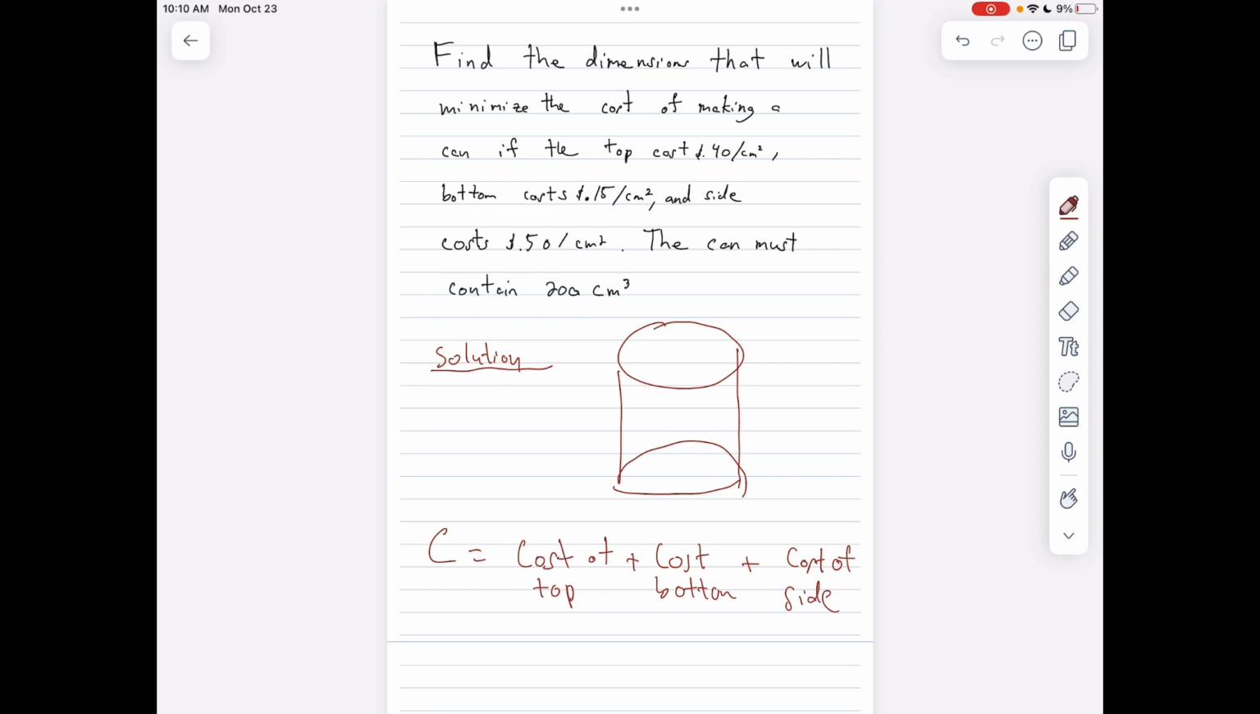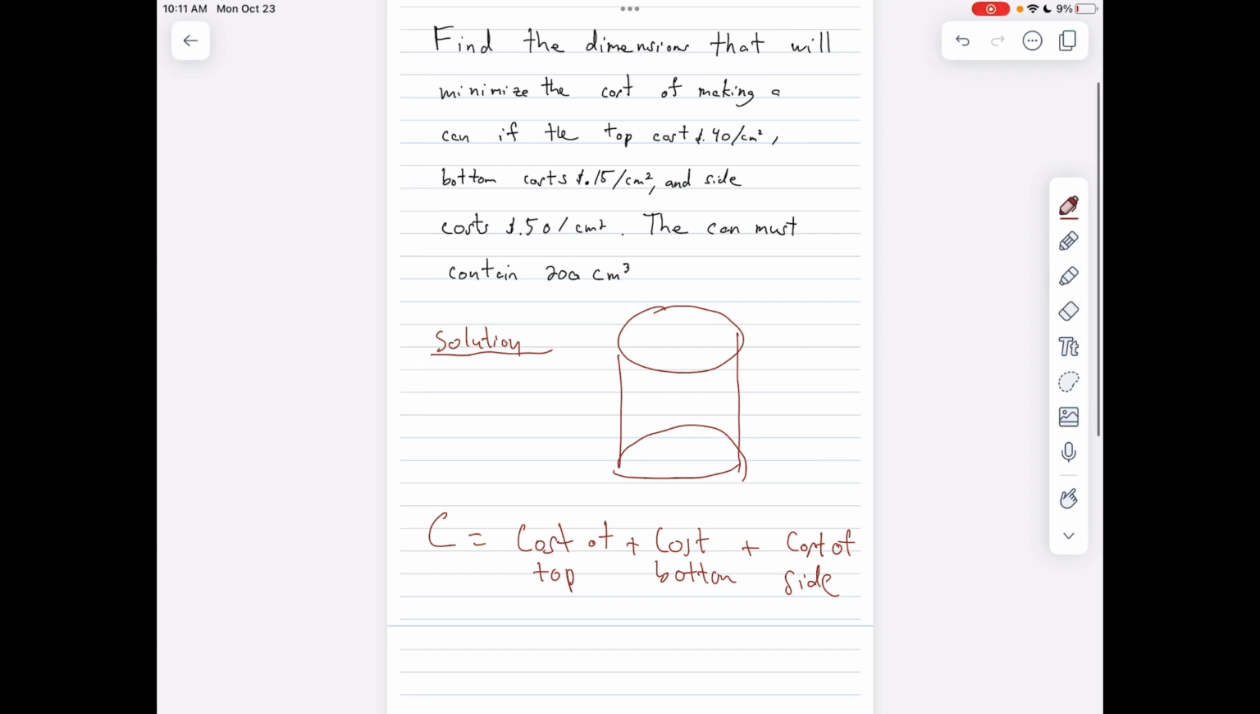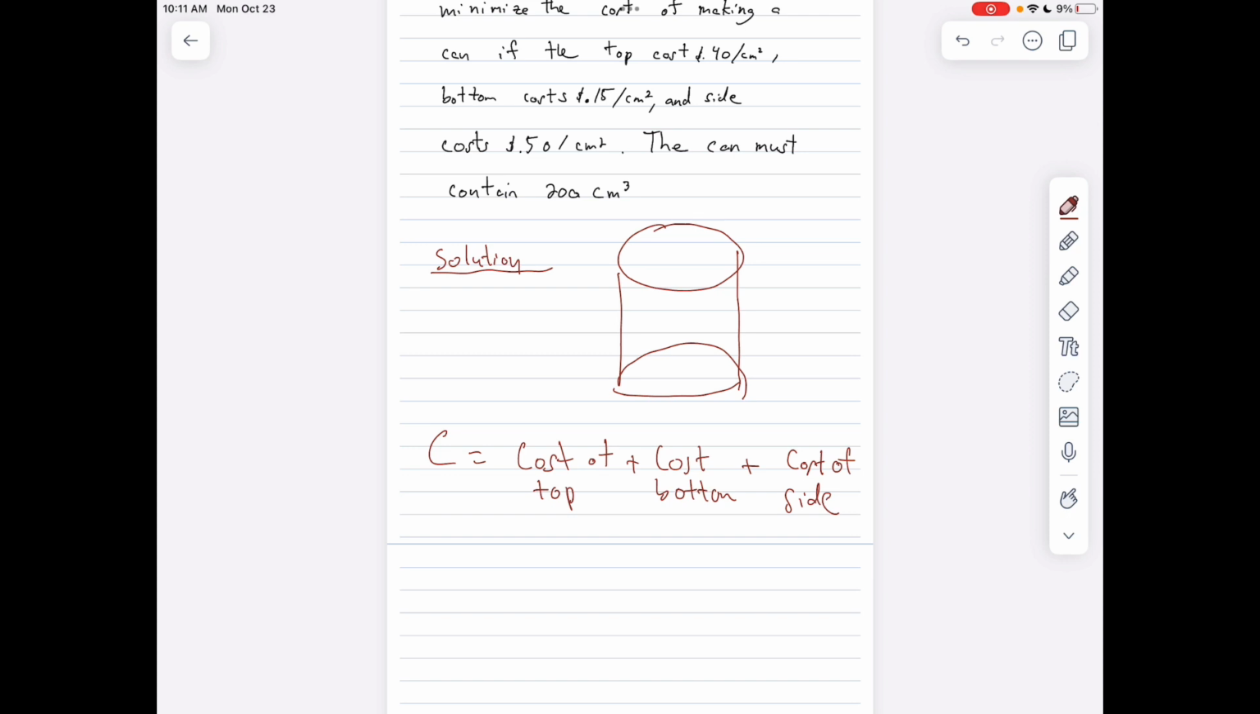So I make up an expression, not so much an equation, in the sense that I have variables here and there. Now, for the cost of the top, the bottom, and the side, let's see if we can make up an equation. The bottom and the top both are circles, right? And this can would have some kind of radius r.